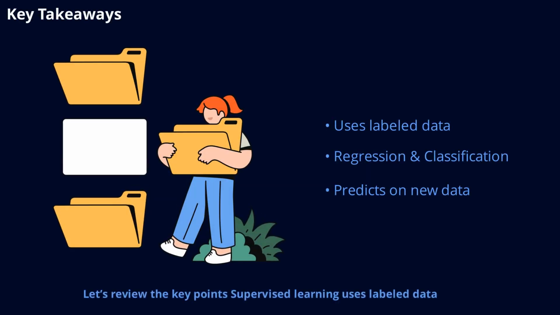Let's review the key points. Supervised learning uses labeled data, which means every example has a correct answer. There are two main types: regression, which predicts values, and classification, which sorts categories. The model learns from examples and then predicts on new, unseen data. These simple ideas are the building blocks for many advanced AI systems you'll encounter.